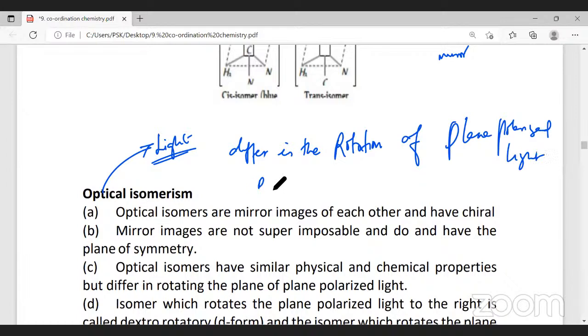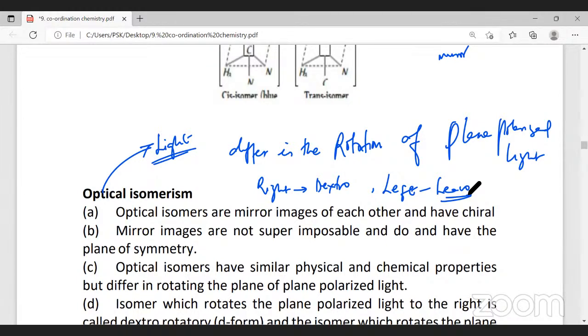If the plane polarized light is rotated to the right side, it is called dextrorotatory. If the plane polarized light is rotated to the left side, it is called levorotatory. Have you heard of these terms? Dextro and levo in organic chemistry? Yes. Now, this is coordination chemistry.